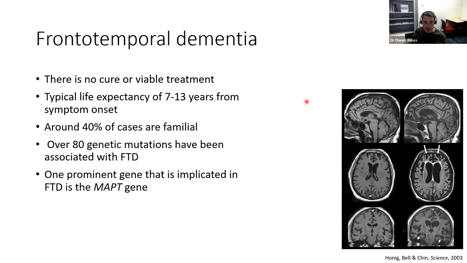So where would we start looking? Well, one reasonable suggestion might be to start looking at the genetics of frontotemporal dementia. Now, we know that about 40%, at least 40% of cases of frontotemporal dementia run in families. This doesn't necessarily mean that they're genetic.